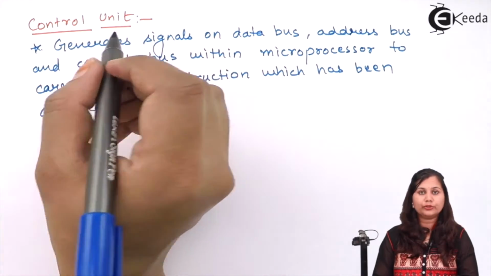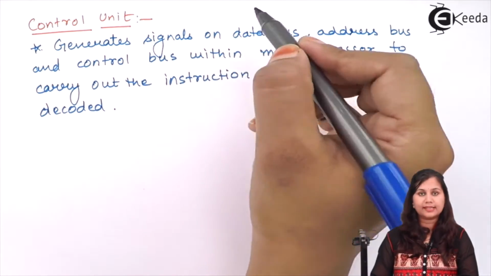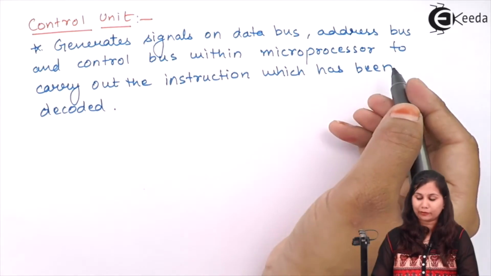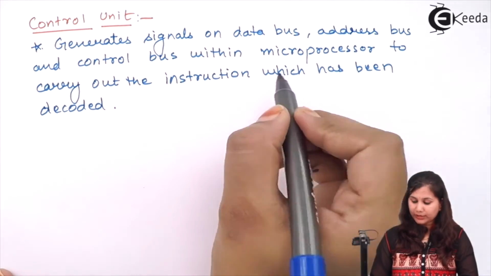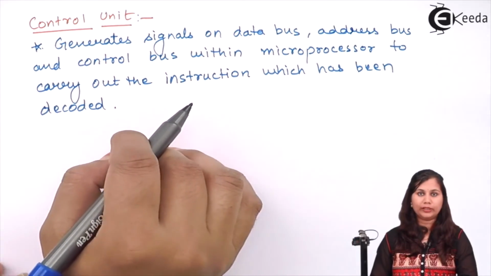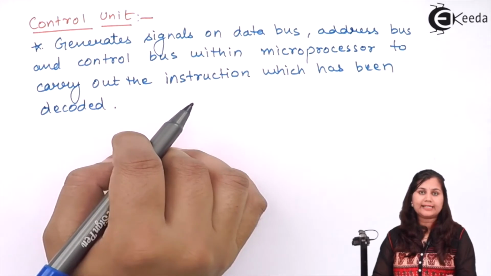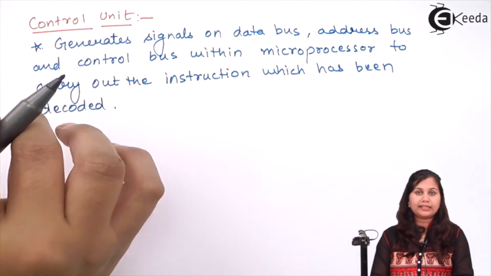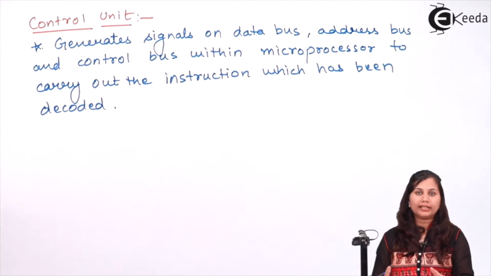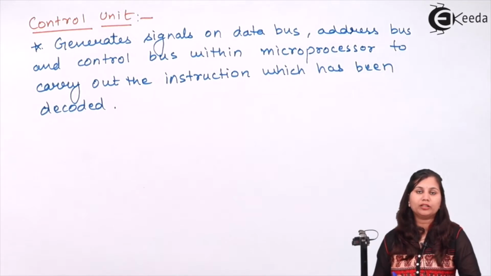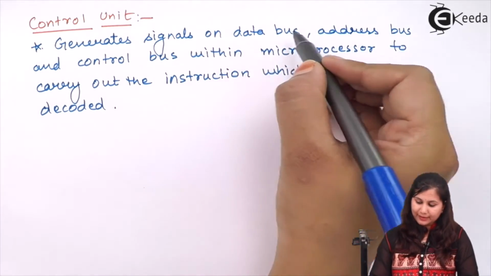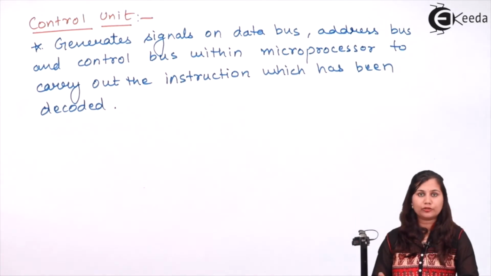So this control unit is basically generating the signals on the data bus, address bus and the control bus within the microprocessor to carry out the instruction which has been decoded. Suppose, again, take the example of that ADD addition. So this will generate the signals that you have to collect the two numbers on which you have to perform the addition operation. Now coming to the buses, we have data bus, address bus and control bus.